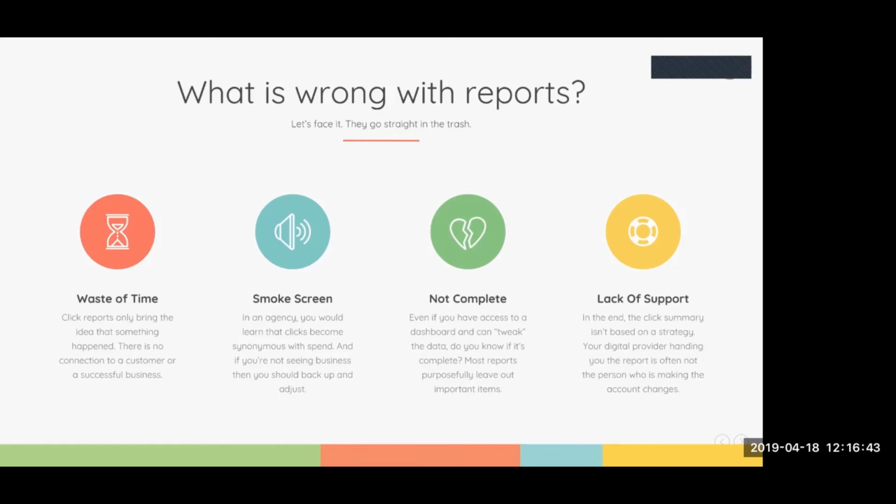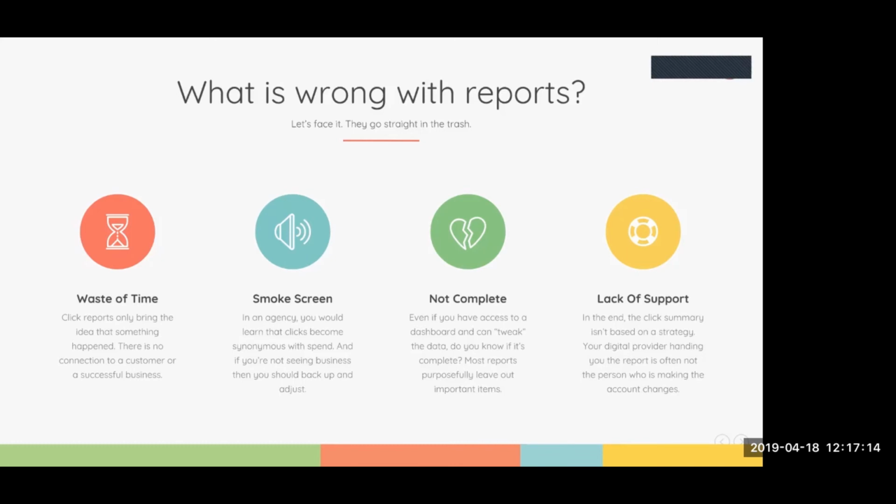They didn't buy anything. So that's why we are petitioning digital providers to up their game and bring to the forefront their abilities to connect these external softwares, these e-commerce platforms, the point of sale softwares, so there can be a reliance on the money they're spending for digital ads. So the last one here, lack of support. In the end, the click summary isn't based on a strategy.